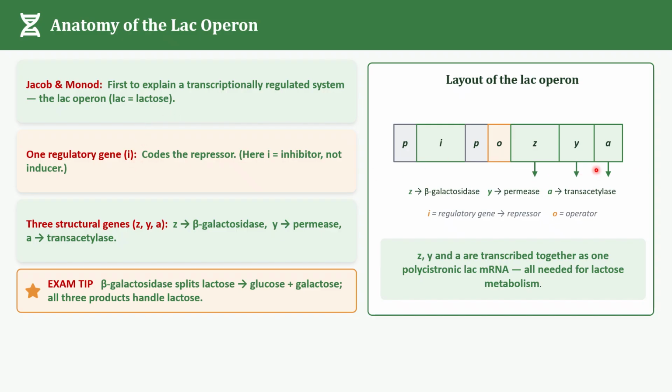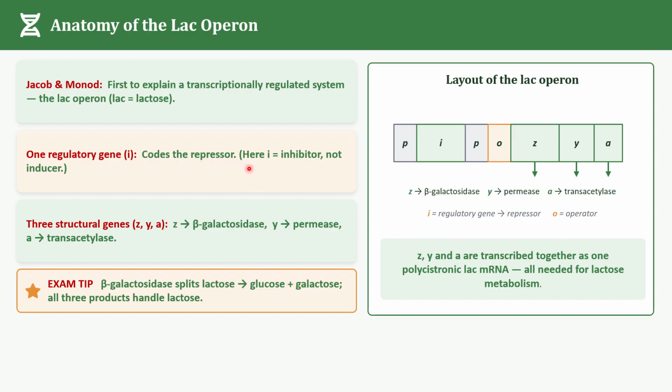So let's see this one. The i gene is the regulatory gene. The i gene produces the repressor protein. It codes for the repressor protein.